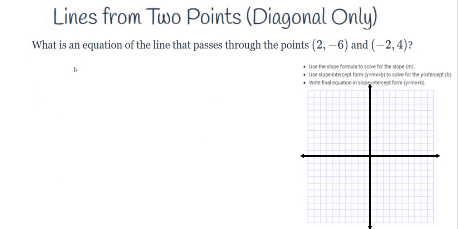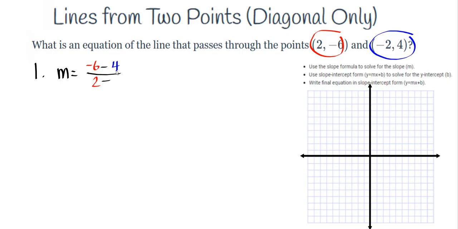So let's see. Number 1, let's find our m. I'll use red for this point right here. I'm going to put negative 6 on top, and the corresponding x value of 2 underneath it. Then I'm going to use blue for my second point, 4 on top. And then when I put the negative 2, notice this is a negative negative 2, that's going to turn to plus 2. Negative 6 minus 4 is negative 10, and then 2 plus 2 is 4. I can divide that by 2 over 2, and negative 10 divided by 2 is negative 5, and 4 divided by 2 is 2. So we found our slope.